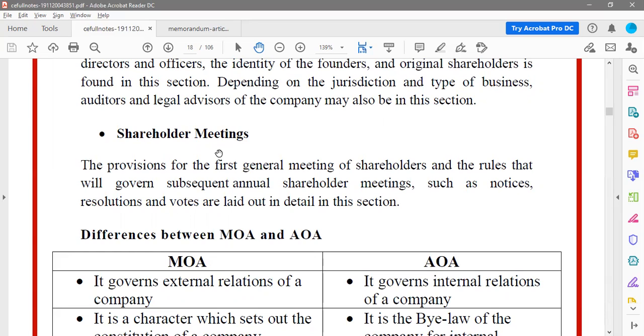So this is the secondary important document to be used and to be understood by the people. And AOA is the document which again has to be filed with the ROC. Okay, so this is MOA and AOA. So we'll stop here and we'll continue in the next class.